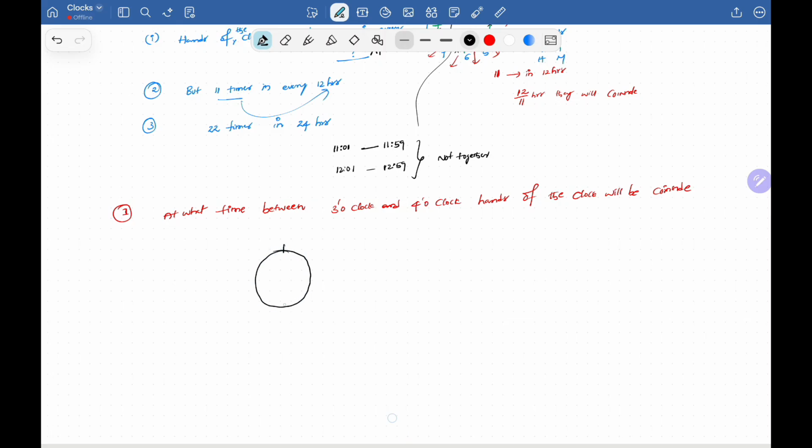So this is a clock. Here it is 12, here it is 3, and here it is 4. They're asking at what time between them the hands coincide. They have given the options: A, 3:16 and 4 by 11; B, 3:16 and 5 by 11; C, 3:17 and 4 by 11; D, 3:17 and 5 by 11.